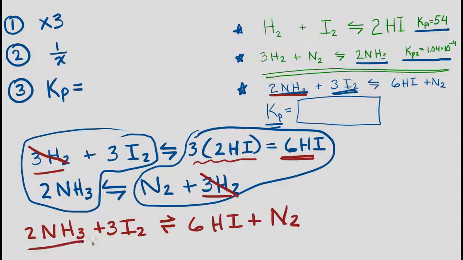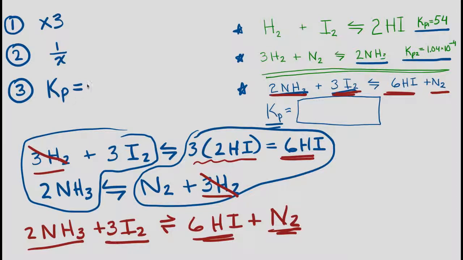Now let's compare. 2NH3, 3I2 here, and 3I2 up there. We have 6HIs, 6HI, there's an N2 up here, and an N2 down there. So it's the exact same thing. So we have the right equation. All we have to do now is get the K's, the equilibrium constant.